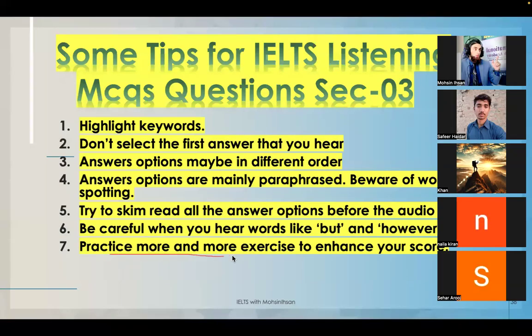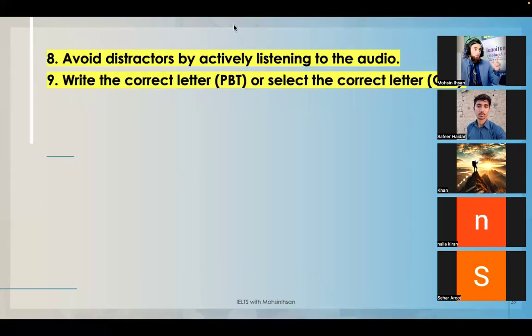Next, practice more and more exercises to enhance your score. Now we see further: avoid distractors by actively listening to the audio. Distractors means, if you move your head a lot, the headphones can create vibration, and vibration for even one second can distract you from understanding the exact information clearly. So you should not move your head here and there, right?